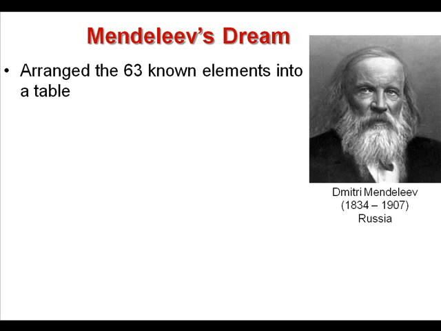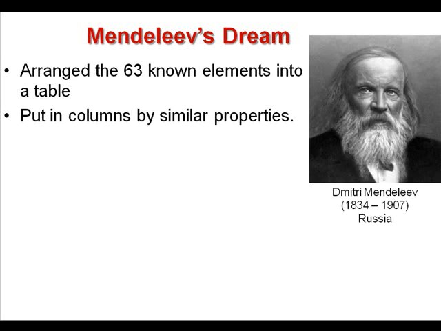There were 63 known elements, known atoms, at the time of Mendeleev, and he wanted to organize them. And what he did was he put them in columns, and those columns were assembled because they had similar properties. So the atoms within the first column, for example, which was lithium and sodium and potassium, were all very, very reactive with water. And because they were, Mendeleev felt they belonged in that same column or grouping.